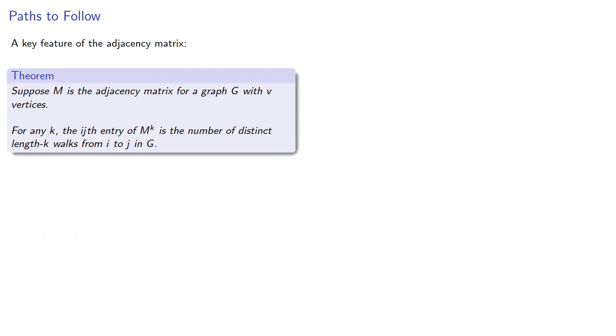So, because we've now represented the graph as a matrix, we can then apply every tool of linear algebra. This opens up whole new realms of possibilities for what we can do with the graph. But we'll begin with a key feature of the adjacency matrix. Suppose M is the adjacency matrix for a graph G with V vertices. For any k, the ijth entry of M to the power k is the number of distinct length k walks from i to j in G.